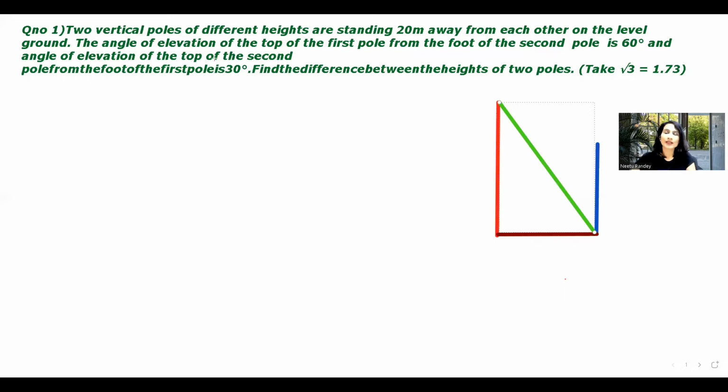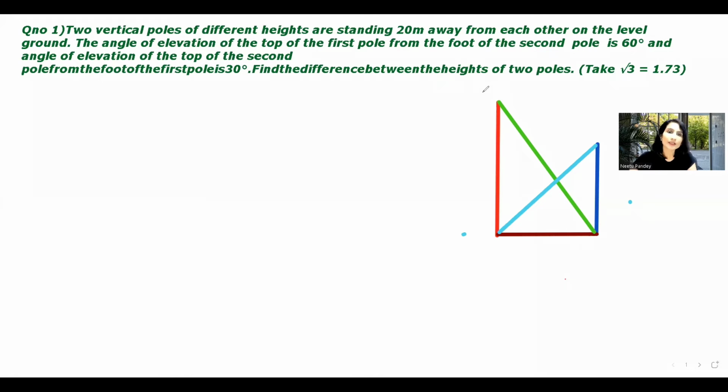Okay, so the angle of elevation, this is the first pole. From the top of the first pole to the foot of the second pole is 60 degrees. And the angle of elevation of the top of the second pole from the foot of the first pole. I'll use a different color so that you understand it better here. Like this. So the figure should somewhat look like this when you draw. Find the difference between the heights of the two poles. Okay, fine. So now let us do the writing work here.